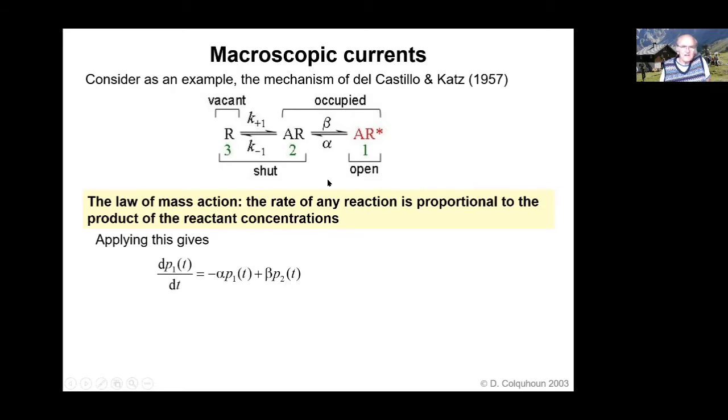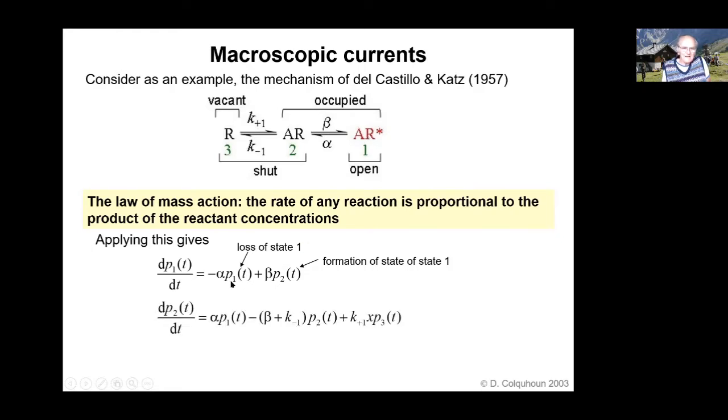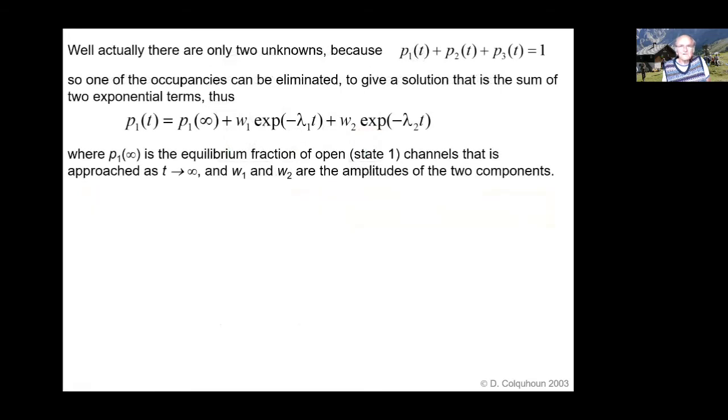So if you want to know the rate of change of the fraction of receptors in the open state, P1(t), we'll label the open state state one, then that is the difference between the rate of loss of state one and the rate of formation of state one, which you can calculate in this way. Likewise, the rate of change of the fraction of receptors in this intermediate AR state is given by that, and the rate of change of the fraction of receptors in the resting state, dP3/dt, is given by that. So we've got three equations and three unknowns, or rather there are actually two unknowns, because the occupancies must add up to one.